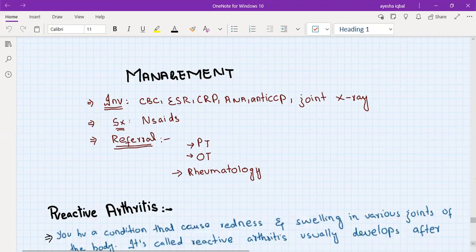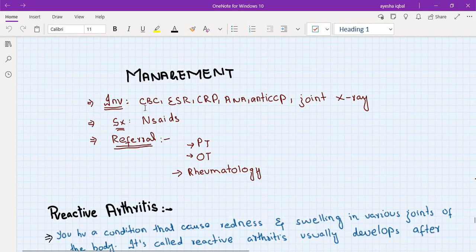So for each type of joint pain, you will do some specific investigations. These will include CBC, ESR, and CRP, which are inflammatory markers, and they will be raised in any inflammatory arthritis, ANA, to rule out any autoimmune condition like SLE, anti-CCP to rule out rheumatoid arthritis, and joint X-ray, which will tell you about osteoarthritis and the level of damage in the joint.